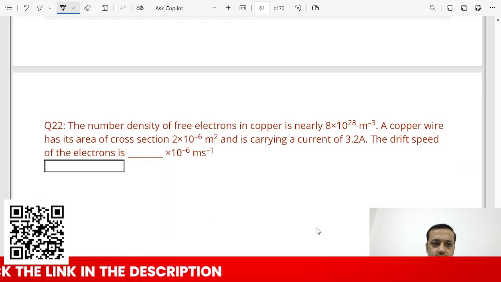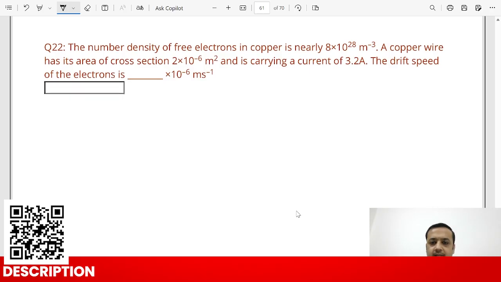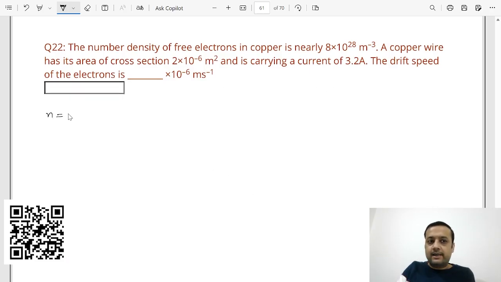Then let us see the next question. Here the number density of the electrons in the wire is given as n, which is 8 into 10 to the power 28. Then the cross sectional area is given as 2 into 10 to the power minus 6. The current has been given as 3.2. We have to find the drift speed in multiples of 10 to the power minus 6. Straight away a formula based question.